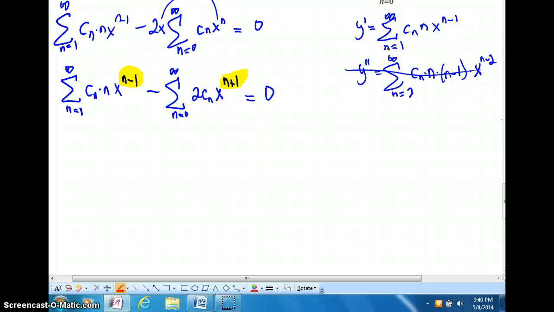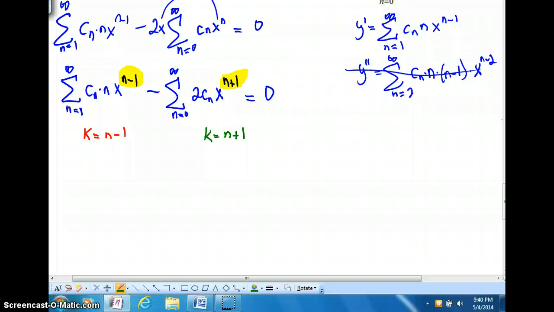This is called re-indexing. Take a look at your first sigma. I'm going to say, let's let k equal n minus 1. My counter right now is n. I'm going to have a new counter. We'll call it k. And I'm deliberately looking at the power of x and saying, I want to call that a k. Now, in a very similar way, I'm going to come over here. I'm going to use a different color also. And I'm going to say, do you know what? This new power of x in this other sigma, I'd also like to call a k. This time k is equal to n plus 1.